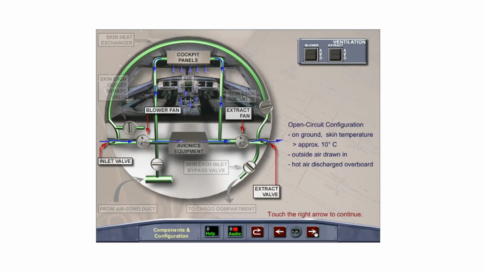Outside air is drawn in by the blower fan through the skin air inlet valve, and the hot air is discharged overboard by the extract fan through the skin air extract valve.